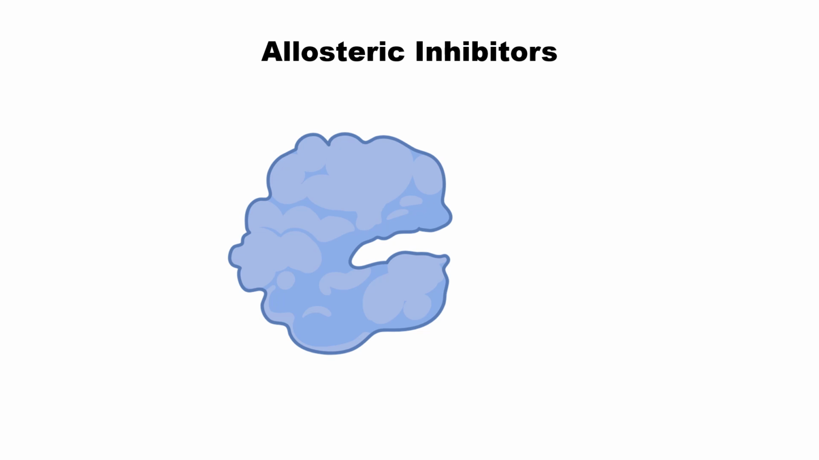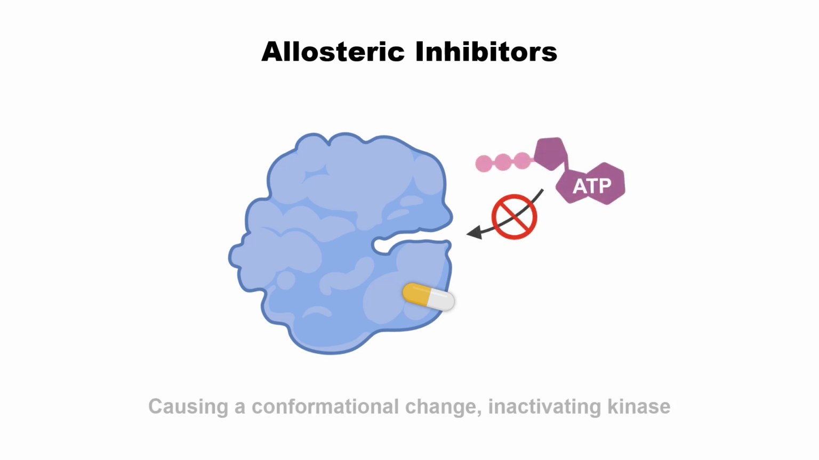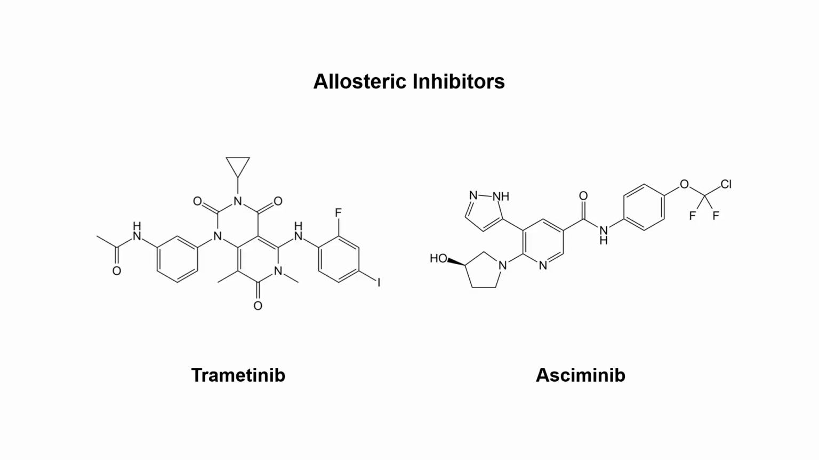Now, the next class is the allosteric inhibitor. In this case, the drug does not bind directly to the ATP binding site, but by binding to a remote site, it changes the conformation of the ATP binding site, and ATP cannot bind to the kinase anymore. So this is kind of an indirect binding, but it inactivates the kinase. These are examples of allosteric inhibitors.